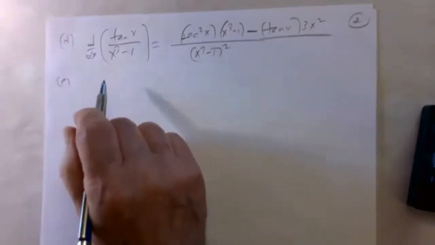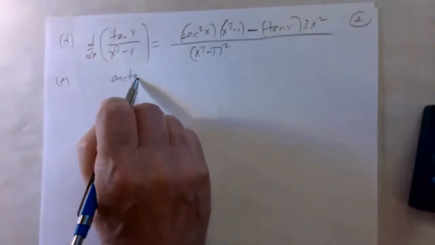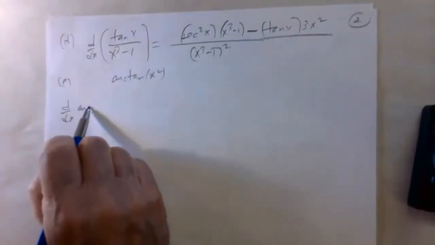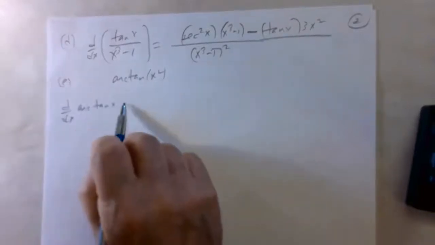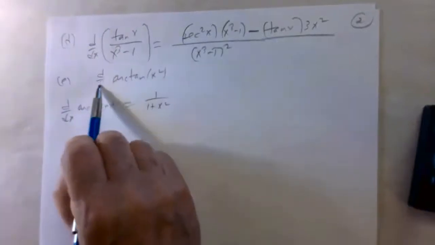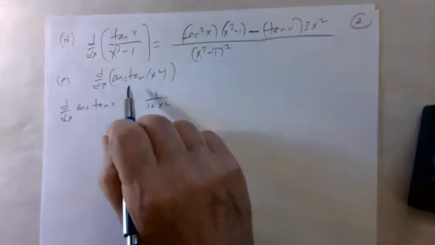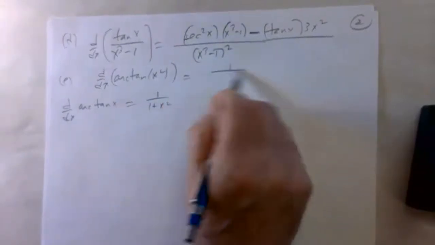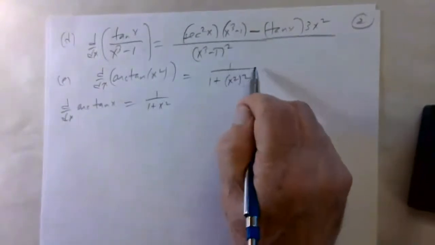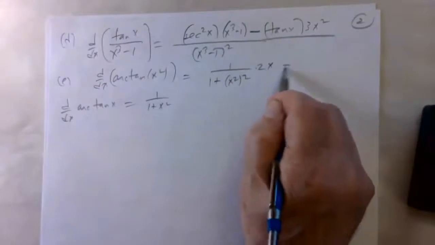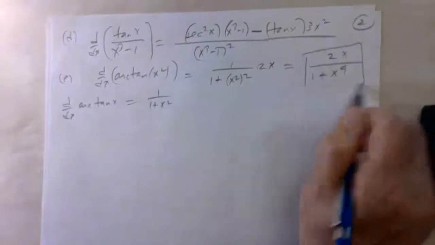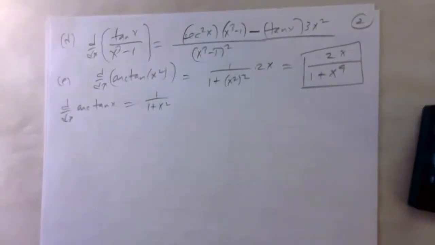E, we have the function arctangent of x squared. Again, we have to remember the derivative of the arctangent is 1 over 1 plus x squared. So by the chain rule, the derivative of the arctangent of x squared is 1 over 1 plus x squared squared times the derivative of x squared, which is 2x. So we get 2x over 1 plus x to the 4th.